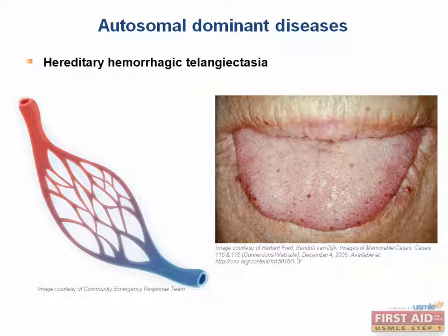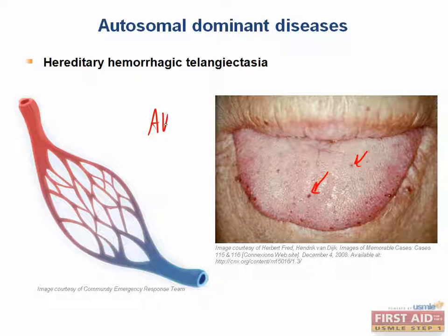Hereditary hemorrhagic telangiectasia is an inherited disorder of blood vessels which results in telangiectasias, which are dilated blood vessels near the surface of the skin. You can see a few in this image on the tongue. They can also cause recurrent epistaxis or nosebleeds, skin discolorations, and arteriovenous malformations or AVMs.